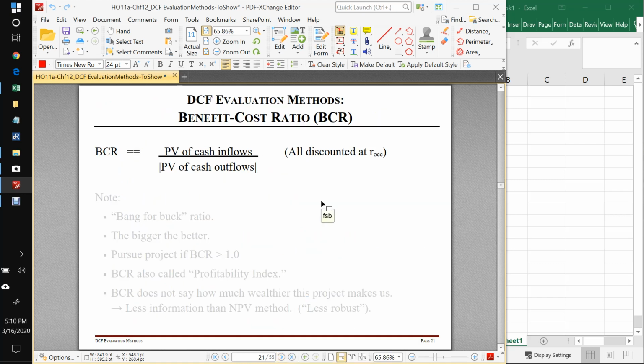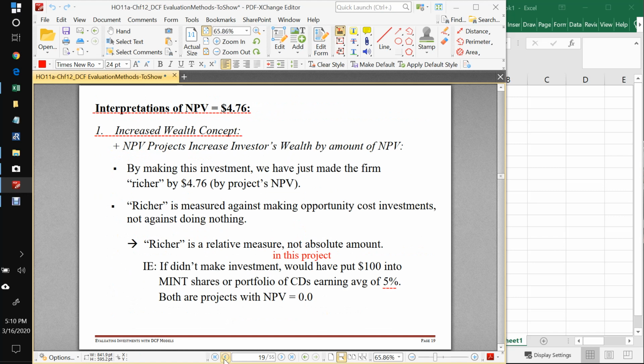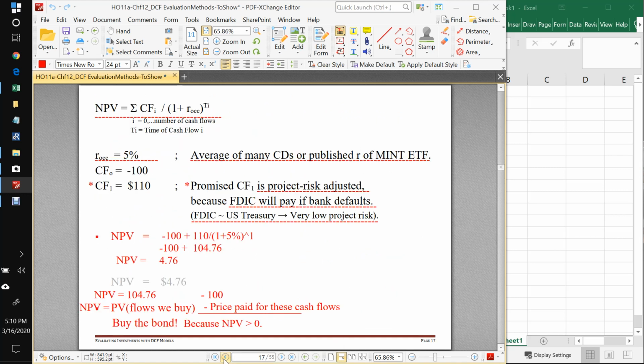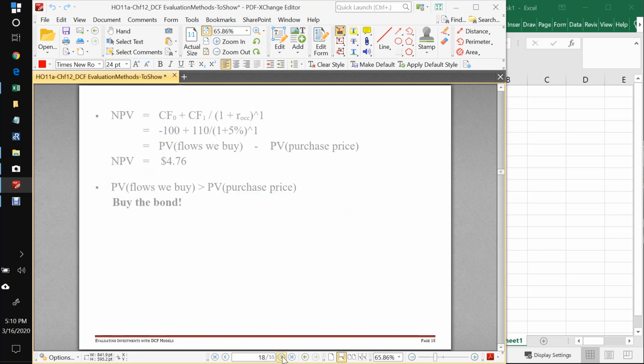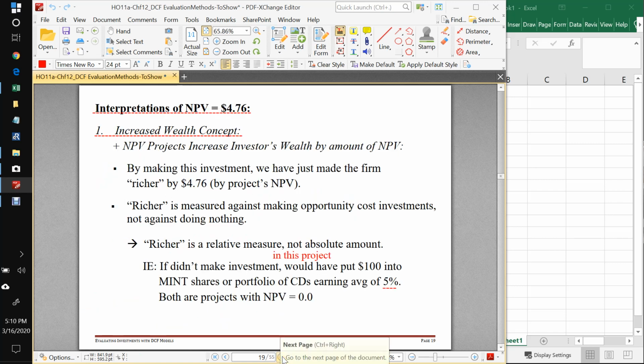All right, so that's it for the NPV method. It's a very simple, very straightforward method. We just need to know for this method what all our cash flows are, when they occur, and we need to know our opportunity cost of capital. Then we just do the arithmetic and make it work.